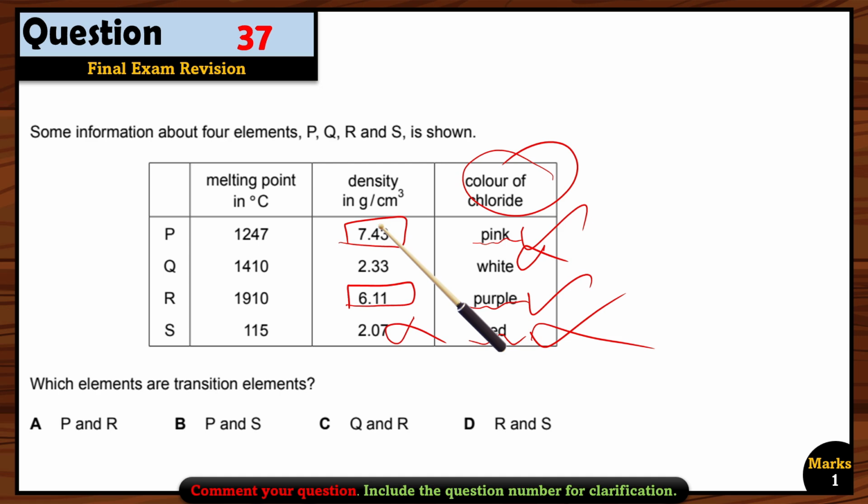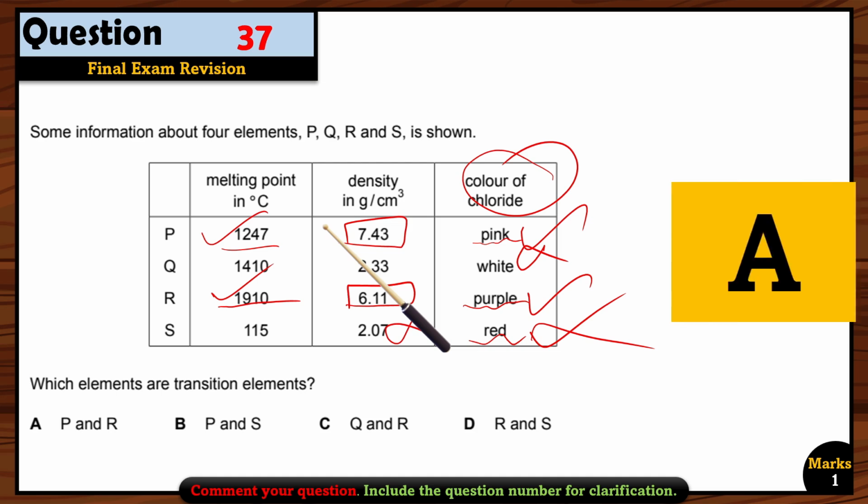Now look at the melting point. The melting points of both P and R are high. So it means P and R can both be the transition elements, because we have two options here now. So P and R, that is option A. So option A is the correct option. These both are transition metals.